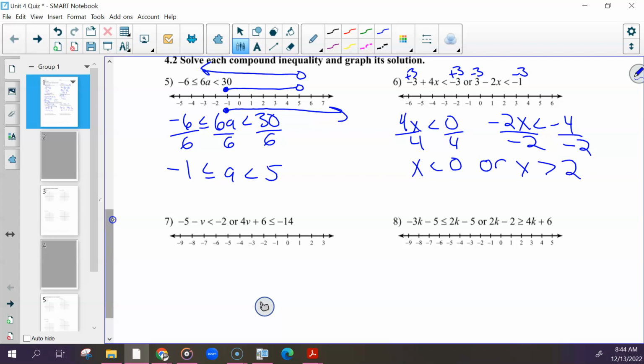Make sure your final inequality answer has or in between them. Some of you were forgetting that. Both of these will be open. And because it is an or, these should graph apart. Questions on that one?